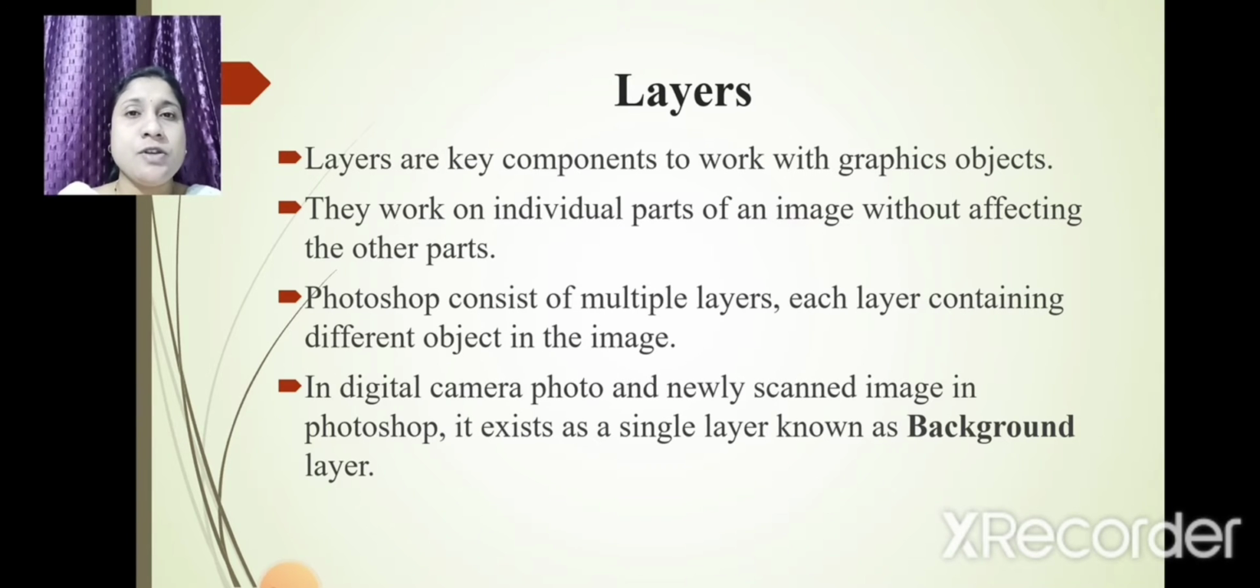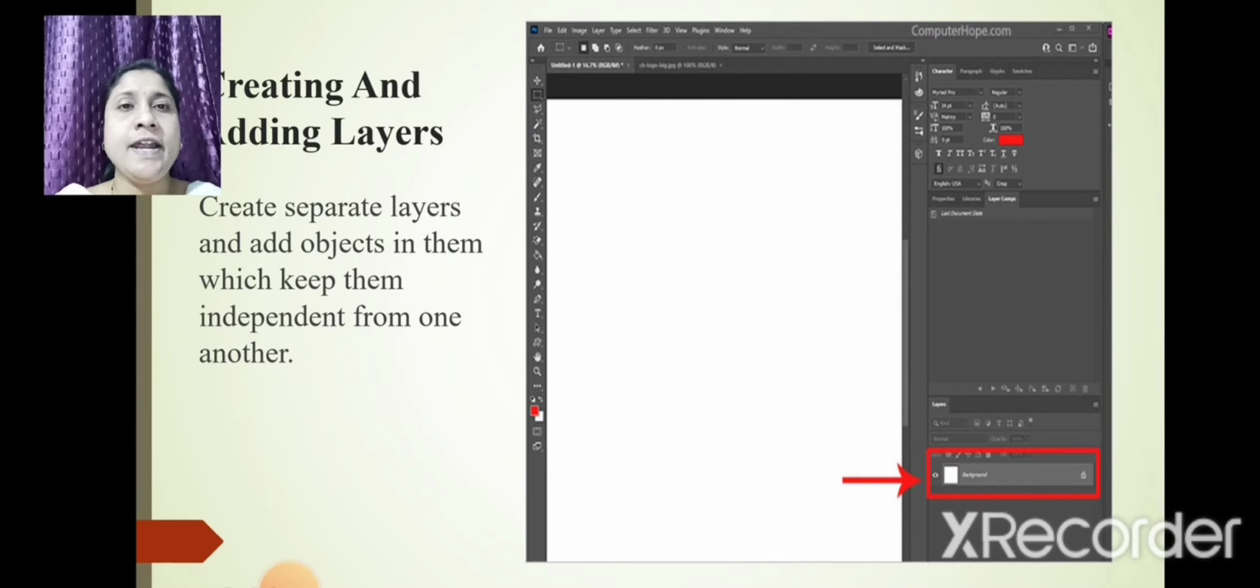In Photoshop, each layer of an image has its own set of pixels that you can move and transform independently. It means that in Photoshop you can add many layers of images, and each image has its own set of pixels. You can move them and transform them independently. So these are the layers. Got it? Now the next topic is creating and adding layers.